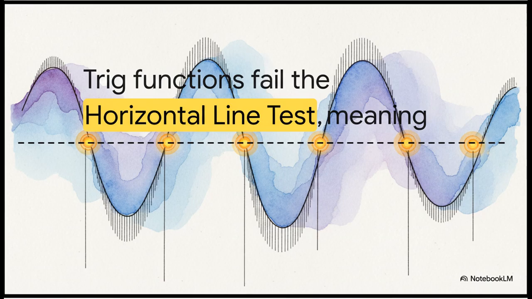Think about the graph for sine or cosine. It's that classic wave, right? And it just goes on and on and on forever. So what happens if you draw a horizontal line anywhere on that graph, say at y equals 0.5? It hits the wave once, twice, 100 times, an infinite number of times. That's a huge issue. It means one output has endless possible inputs, which means the function is not one-to-one. And if it's not one-to-one, you just can't find a simple inverse.